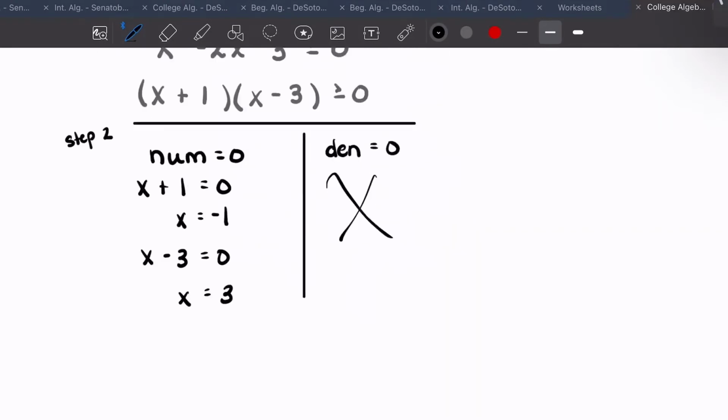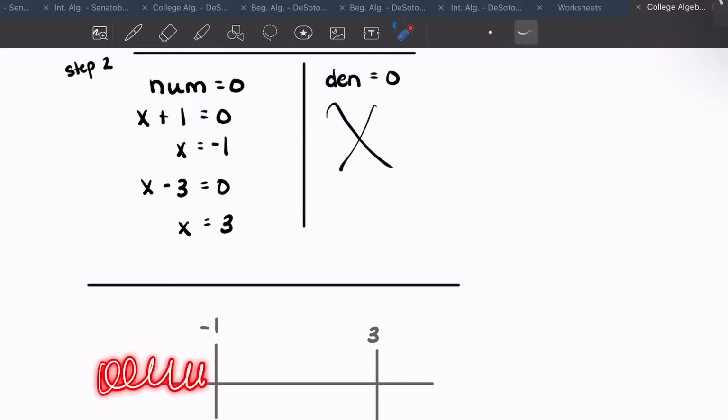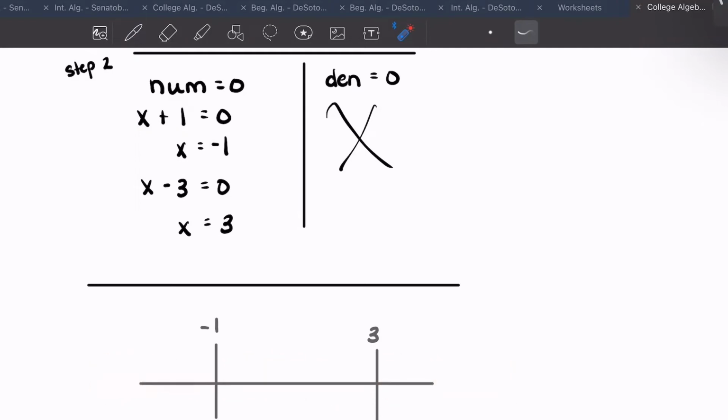Step 3, we need to put these on a number line. So here's our number line, and I need to put those zeros on my number line. Let's say negative 1 is right here, and let's say 3 is right here. Now I need to name all these intervals. What intervals, you may ask? Here's an interval, here's an interval, and there's an interval. I need to name those. If I'm putting something in interval notation, I'm using brackets and parentheses.